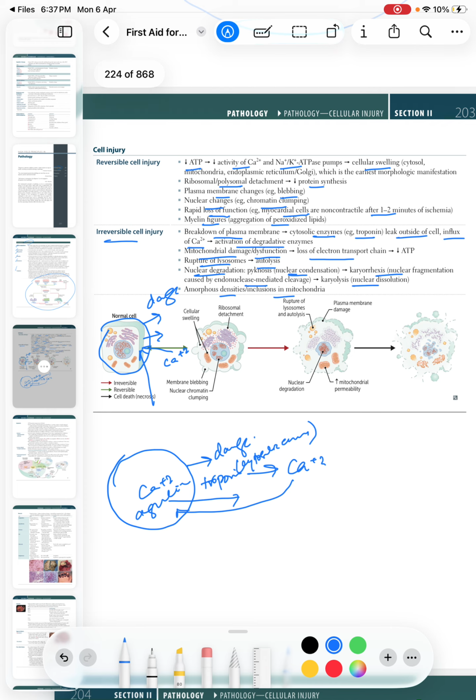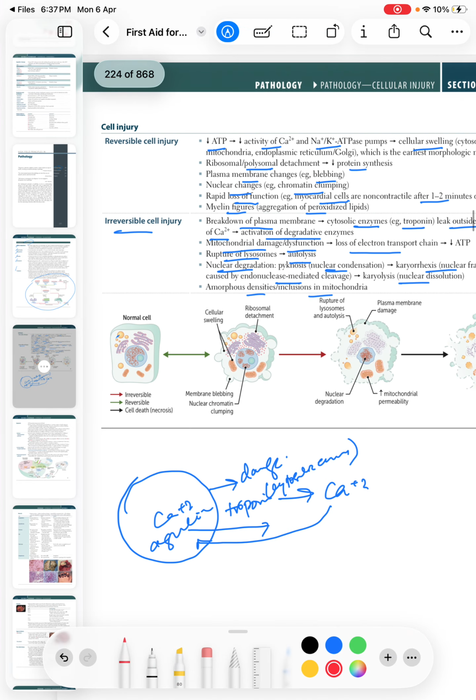Okay, so this is the irreversible cell injury. Now here in the diagram, the red shows irreversible cell injury, the black shows cell death, and the green shows the reversible cell injury. So now this is the normal cell. In normal cells, we have the nucleus, the mitochondria, the Golgi bodies, and whenever there is membrane blebbing, this is the membrane blebbing, the nuclear chromatin and clumping. This is the nuclear chromatin in normal. This is the clumping of the nuclear chromatin.